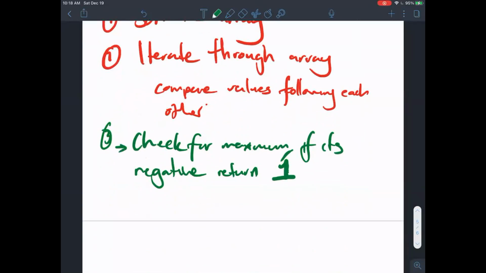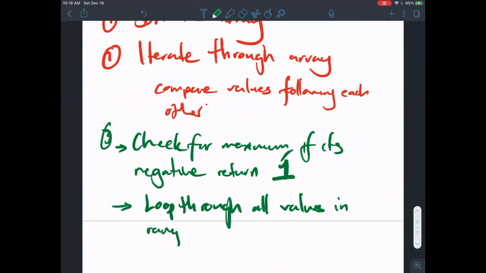And then since I have the maximum already, I think I would loop through all values in the range up to the maximum, and then check if each value in that range is in my array. So loop through all the values in range.